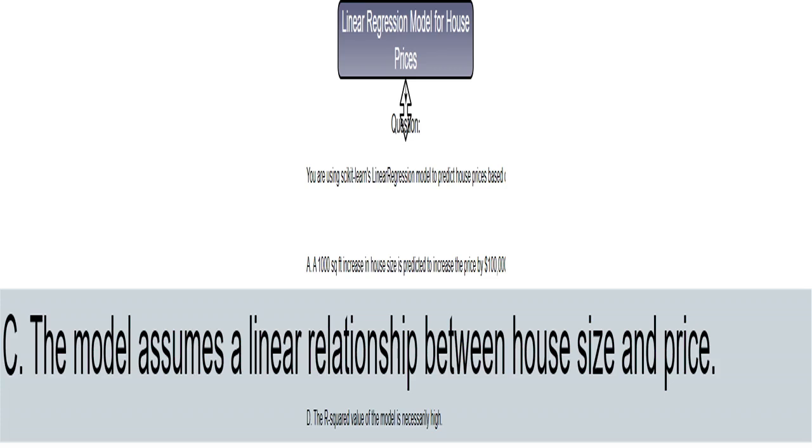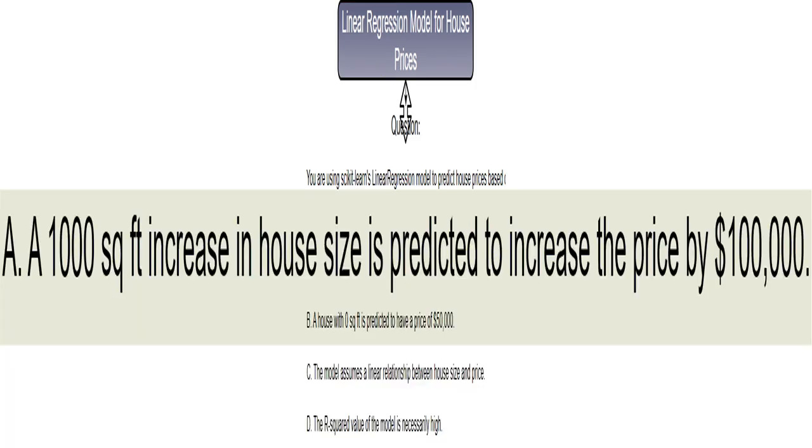This is true. The intercept, 50,000, represents the predicted house price when the size is 0. It's the starting point of the line. It indicates a base price. This is also true. The coefficient, 100, tells us the price increase for every 1 square foot increase. For a 1,000 square feet increase, the price would rise by 1,000 * 100 equals $100,000. It's a direct application of the slope.